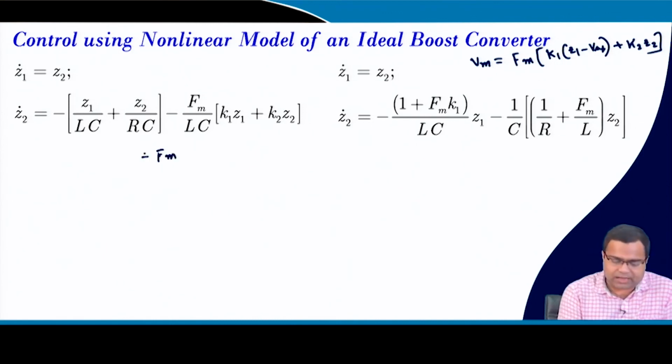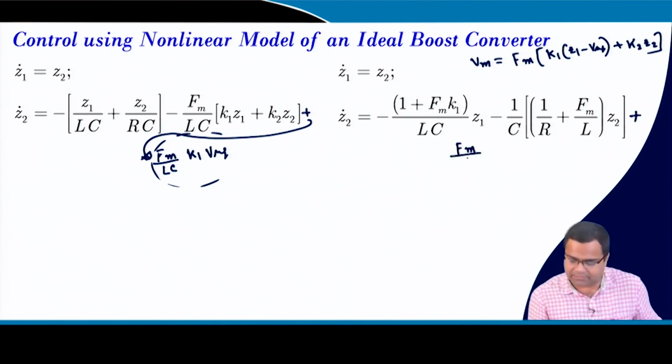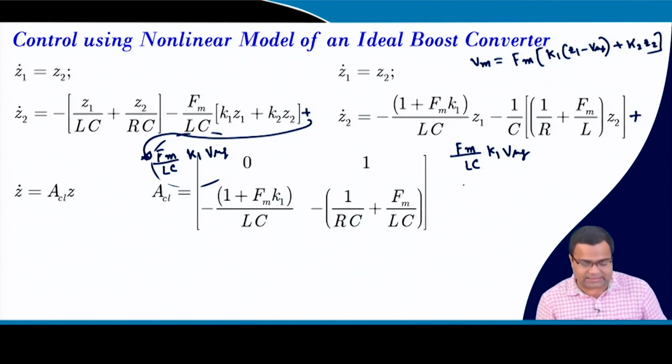So, this should be plus Fm by Lc into K1 by into Vref. So, this offset term will also be there along with this. That means this term should come here. Okay. Similarly, we will have another term which will be Fm Lc K1 Vref.